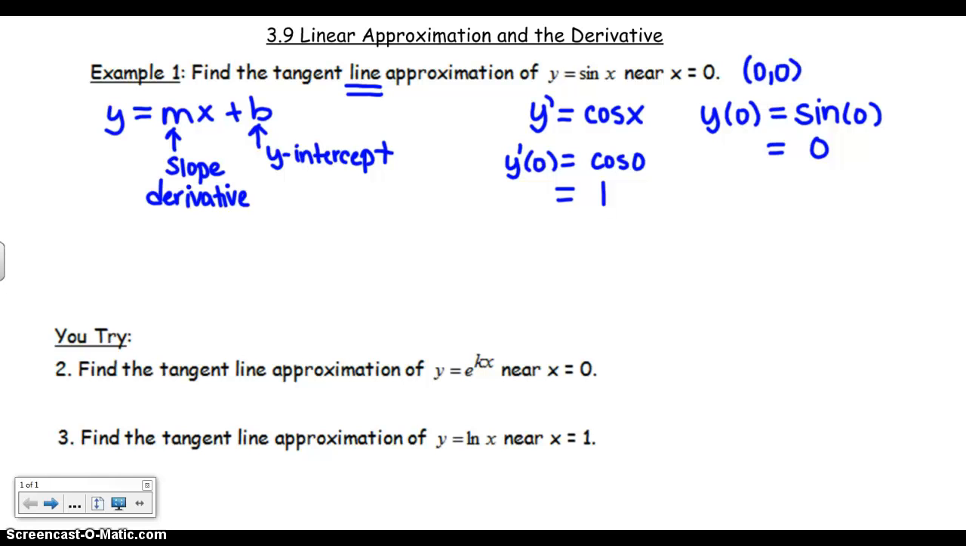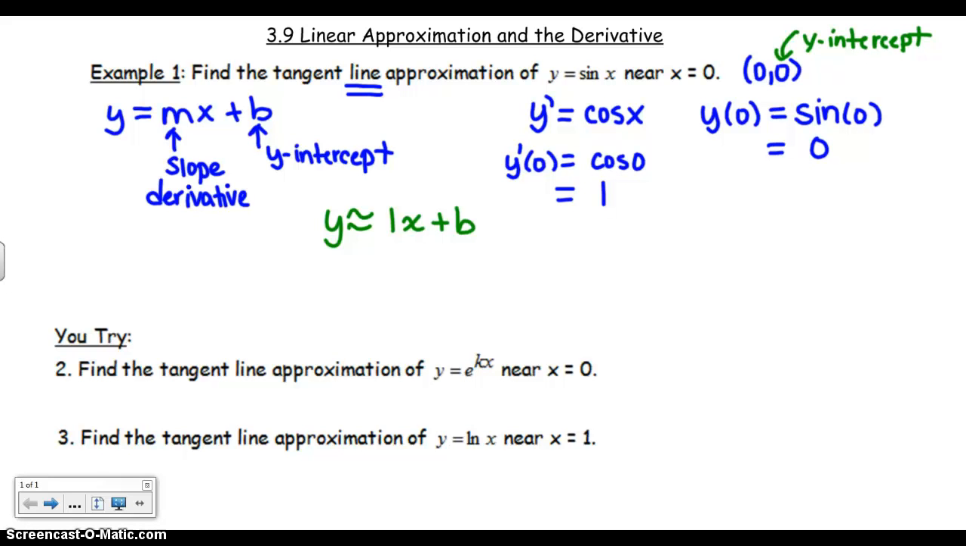Now, because the word approximation is in there, I'm going to use an approximate sign in my equation instead of an equal sign. So I know that my slope is 1 because my derivative was 1. So I have 1x plus b. And then I know that my y-intercept is 0. Anytime that x is 0, the y value is the y-intercept. But if x was not 0, 0 would not be my y-intercept.